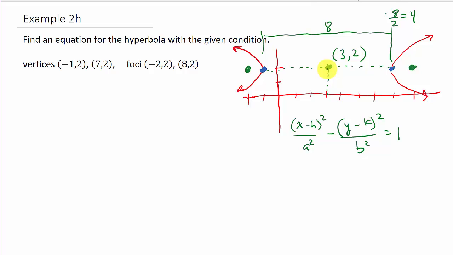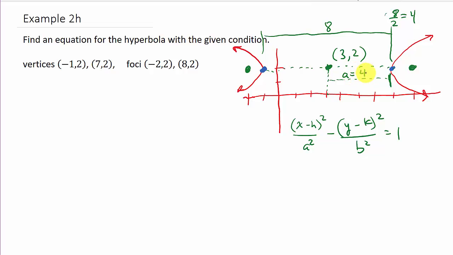All right. So let's see what we've got. Well, we've got h and k. H is 3, k is 2. Okay. And now we need a and we need b. Well, a, that's how many units it is from the center here to this point, to a vertex. That's a. And it's the same distance from here to this vertex, so we just need this one. And so we can see that a is equal to 4 units.